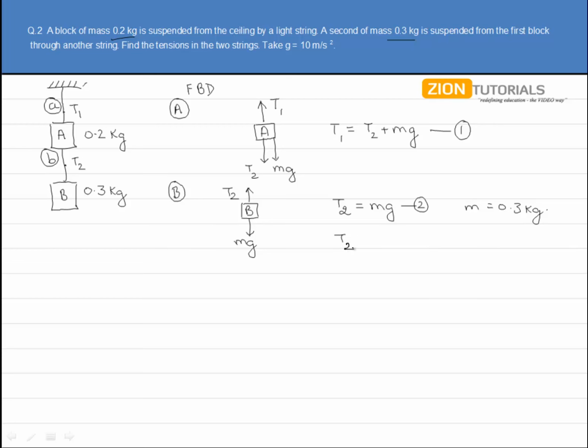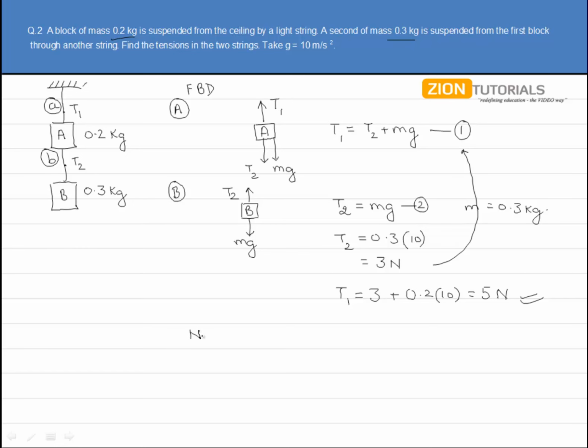So we get T2 equals 0.3 into 10, because it has been given that g equals 10 meters per second squared. So T2 equals 3 newtons. Putting T2 back into equation 1, we get T1 equals 3 plus 0.2 into 10, equals 5 newtons.